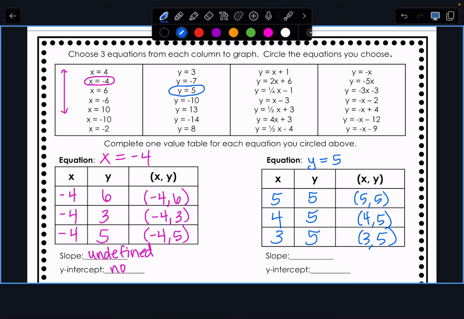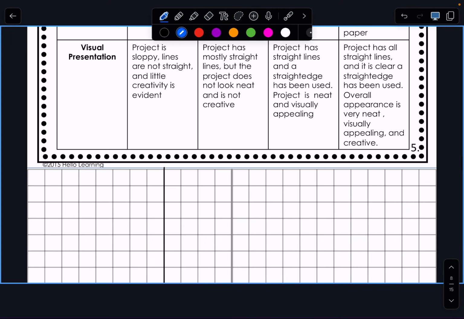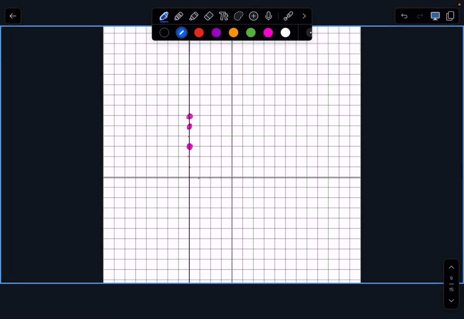What is this going to look like? We graph the coordinates 5, 5, 4, 5, and 3, 5. Three coordinates, right? What kind of line do we have? A 0. Ah, we have 0 slope. Cool.